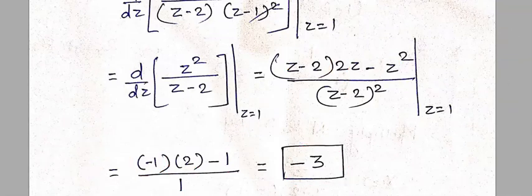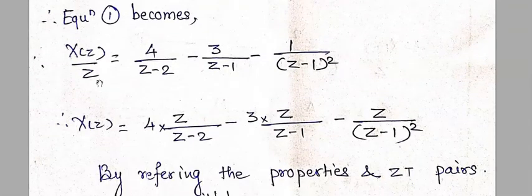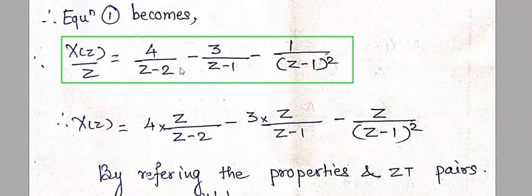Now once we got a, b, c, equation 1 can be written as x of z by z equal to 4 by z minus 2. So this 4 is the value of a, this is the value of b, and this is the value of c. Just put the respective values. Now just concentrate over here for getting the inverse z transform. If you are able to get it, you will find that we are usually using the identity, that is a raised to n u of n.